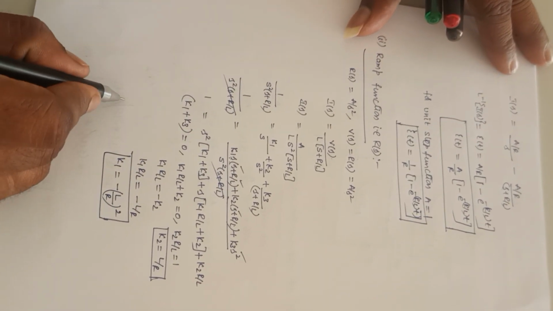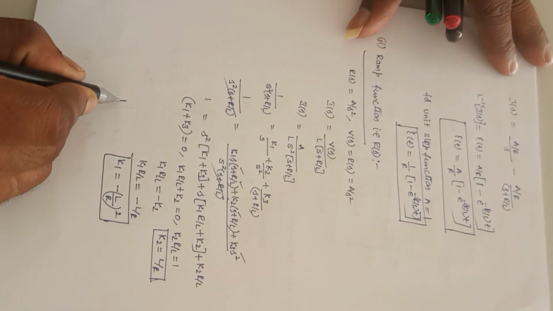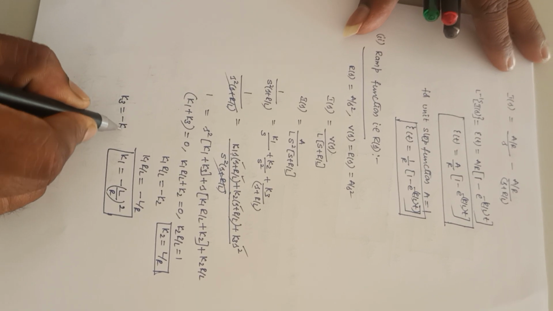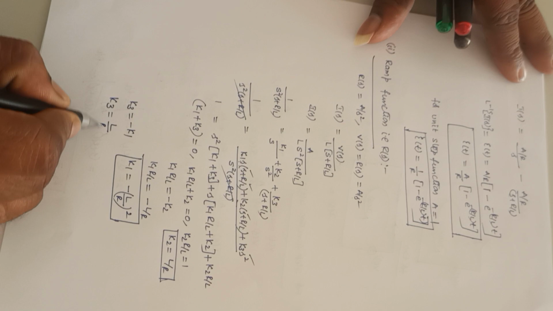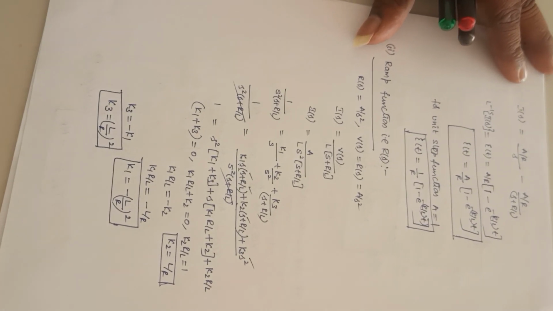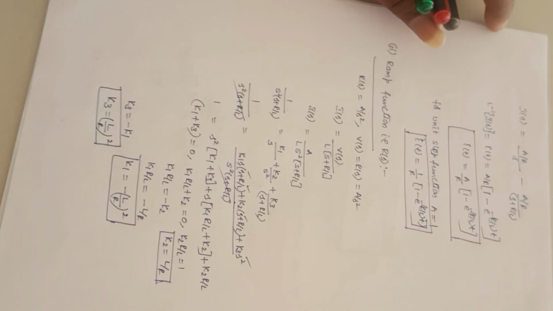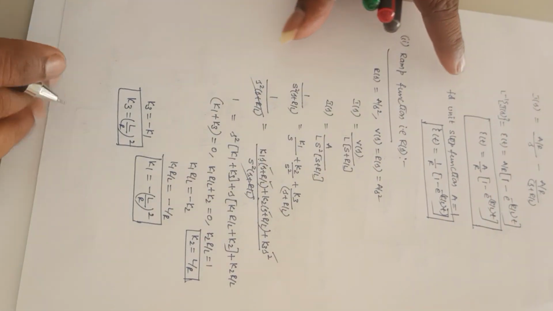Next, k1 plus k3 is equal to 0. So k3 is equal to minus k1. So k3 is equal to L by R whole square. So these are the values of k1, k2 and k3. Now substitute these k1, k2, k3 values in this expression.